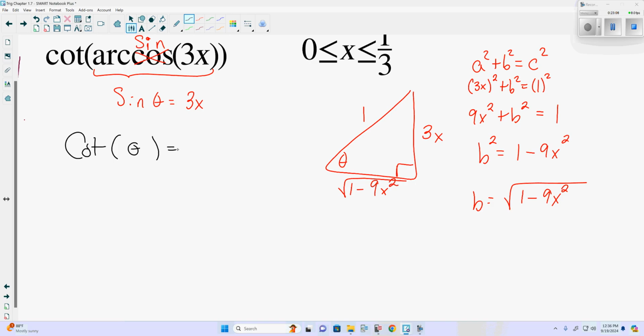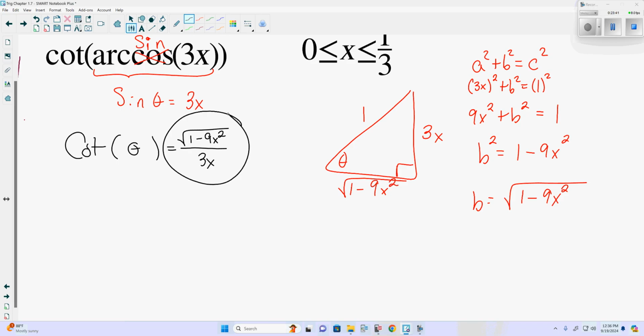Cotangent is what over what? Or what's tangent? Tangent is opposite over the adjacent. Cotangent's the flip of tangent. So it's adjacent over opposite. The adjacent side is the square root of 1 minus 9x squared. The opposite side is 3x. So that's our answer.